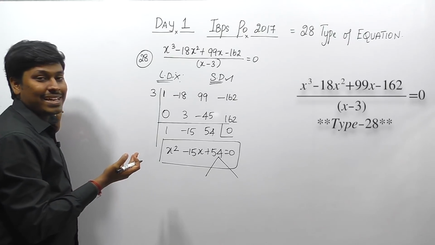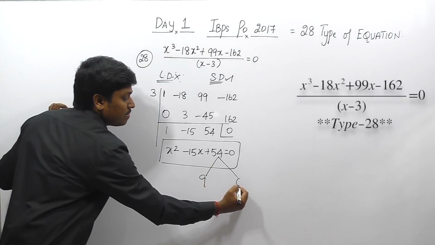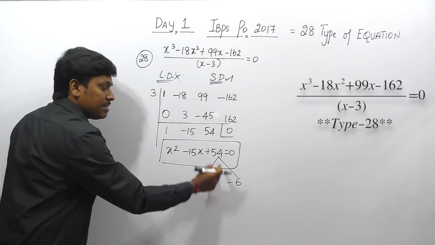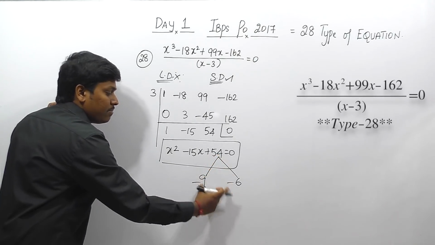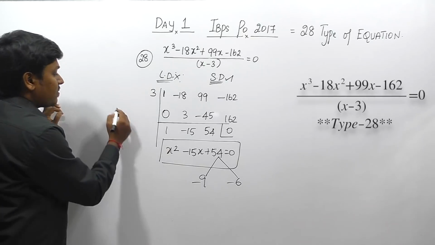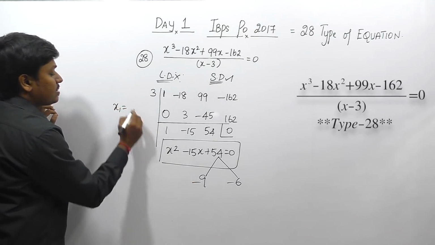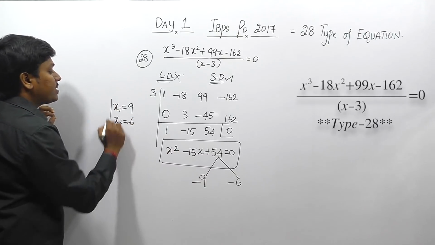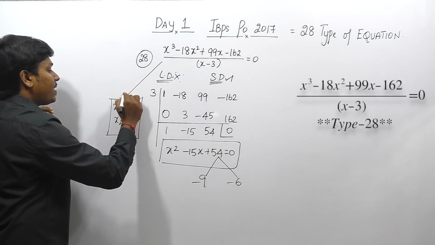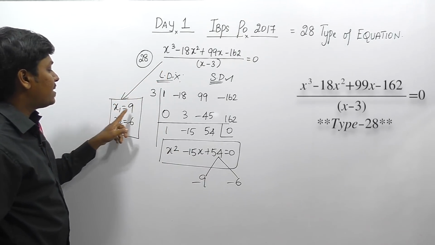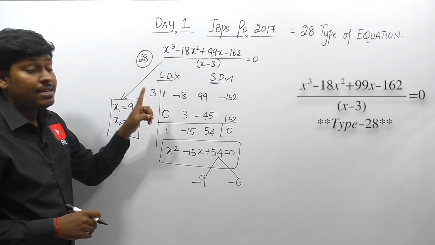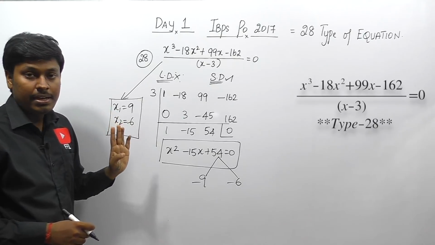So the only thing is 9 6s are 54. So 9 and 6 will be 54. So minus 9 and minus 6. When you multiply both the numbers, the result will be 54. When you add both the numbers, the result will be minus 15. So finally the factors are x minus 9, while writing the root it is plus 9. And here it is x minus 6, while writing the root it is plus 6. So finally we got the roots for this question, that is x1 is equal to 9 and x2 is equal to 6.